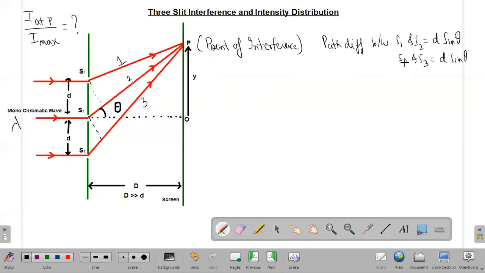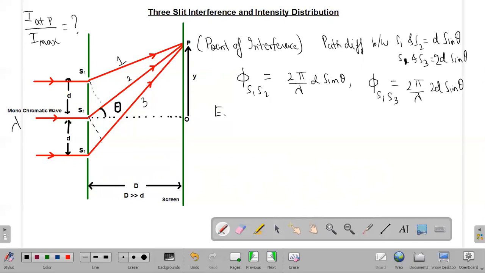And that means between S1 and S3, it will be 2d sine theta. So the phase difference between the waves coming from S1 and S2 will be 2 pi over lambda into d sine theta. And the phase difference between the wave coming from S1 and the wave coming from S3 will be 2 pi over lambda times the path difference 2d sine theta.